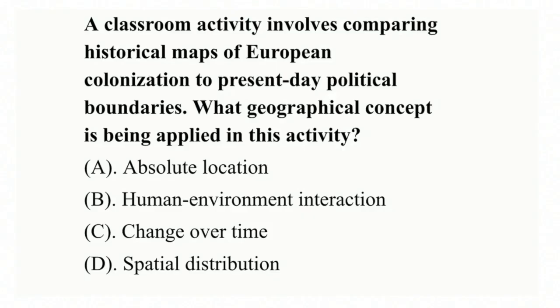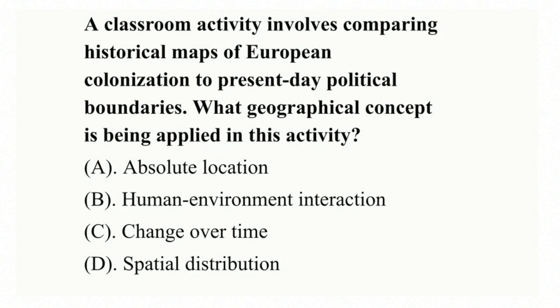A classroom activity involves comparing historical maps of European colonization to present-day political boundaries. What geographical concept is being applied in this activity? Well, we're looking at some key concepts here: European colonization to present-day political boundaries. So we're talking about a time frame here, and that's the geographical concept. So A, absolute location. Absolute location refers to fixed coordinates like latitude and longitude. This is not about pinpointing exact locations, but about how boundaries have shifted over time.